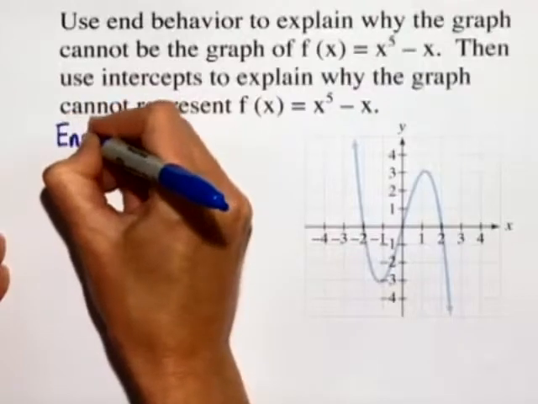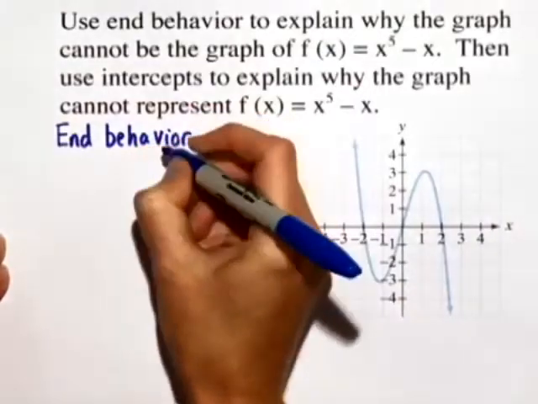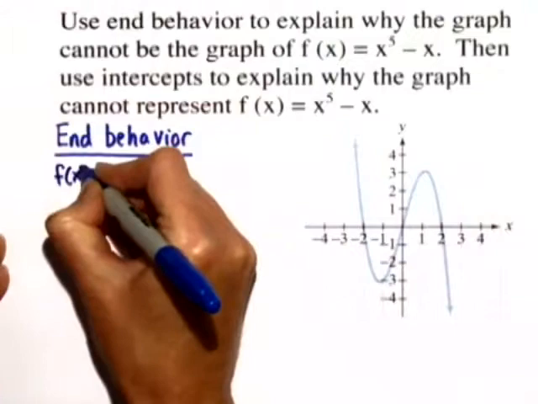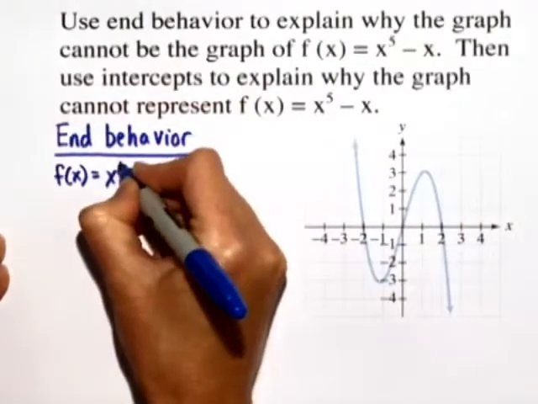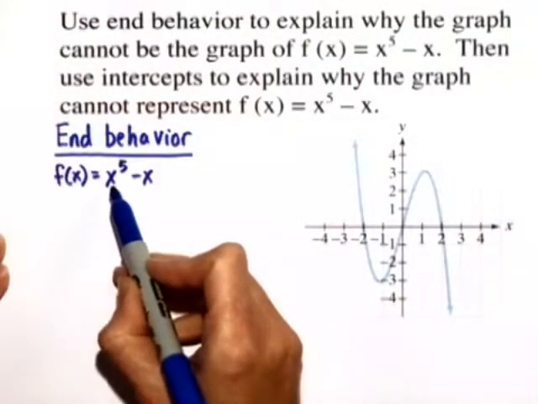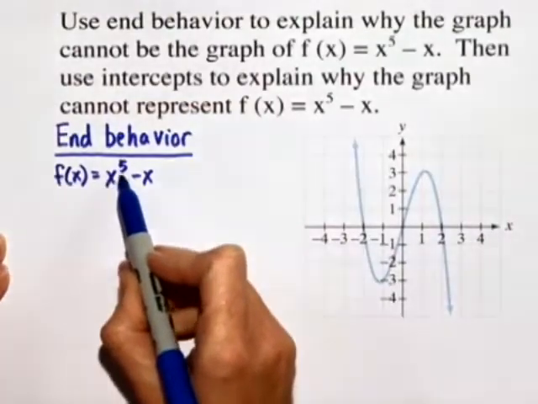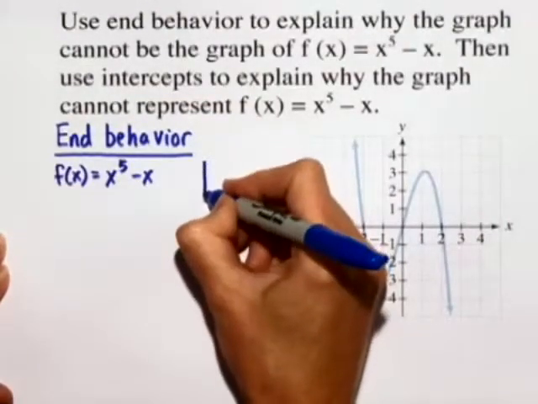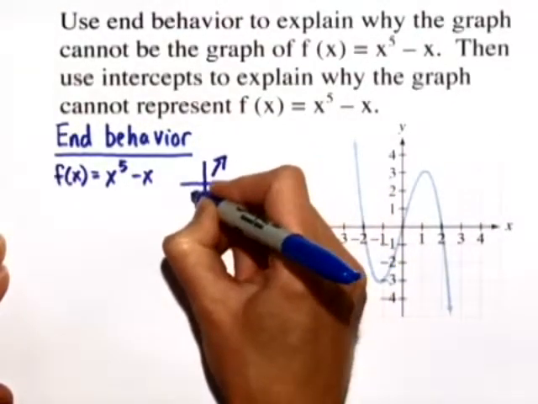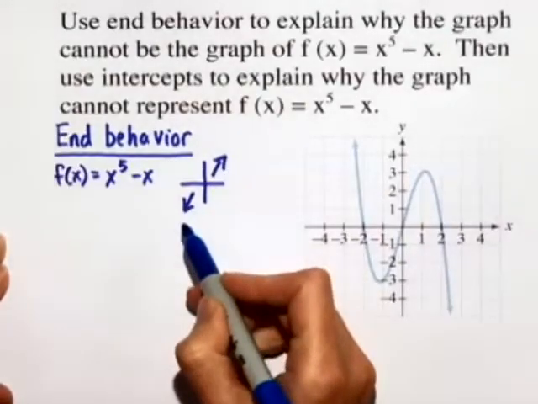With the end behavior, for the graph of f of x equals x to the fifth minus x, we look at the leading coefficient. It's the coefficient with the highest degree, in this case x to the fifth. It's positive and the exponent is odd. Whenever we have a positive coefficient with an odd exponent, the end behavior is up to the right, down to the left. In other words, it rises to the right and falls to the left.